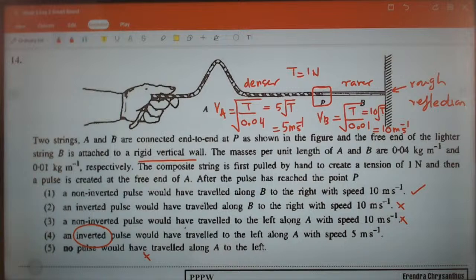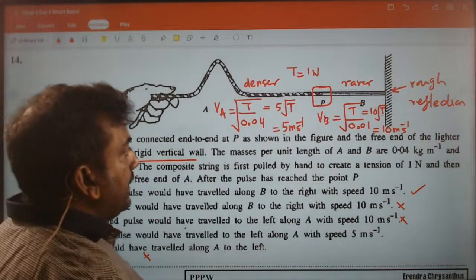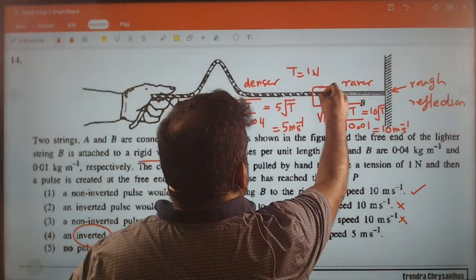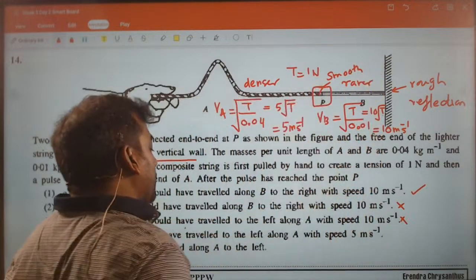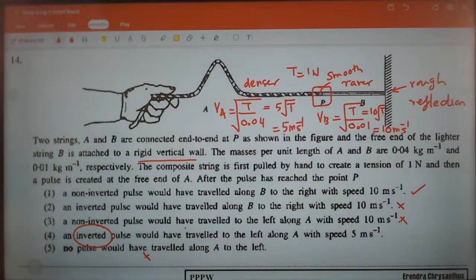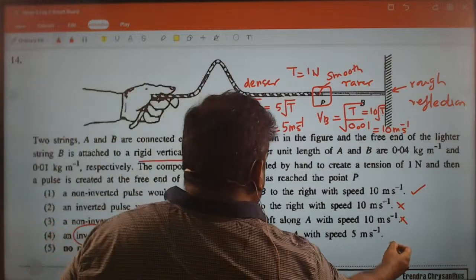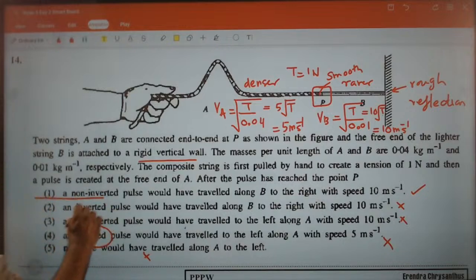So look at the fourth answer. What can you say? Here is a smooth connection. No inversion is taking place. So these are also wrong. So the only correct statement in the figure is going to be 1: a non-inverted pulse would travel along B to the right with the speed 10. Non-inverted pulse. Okay.